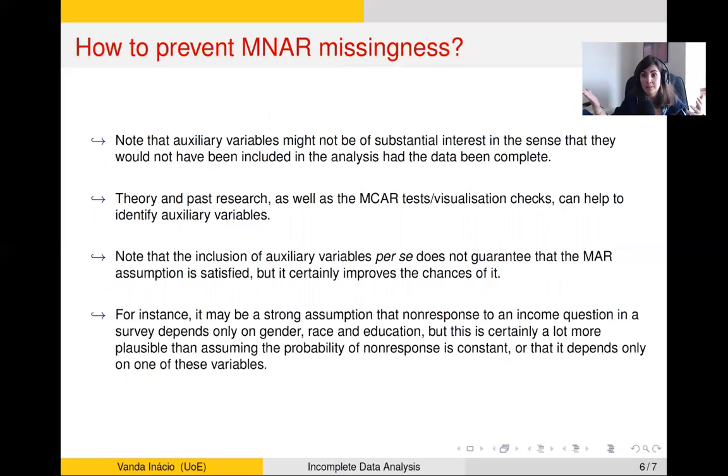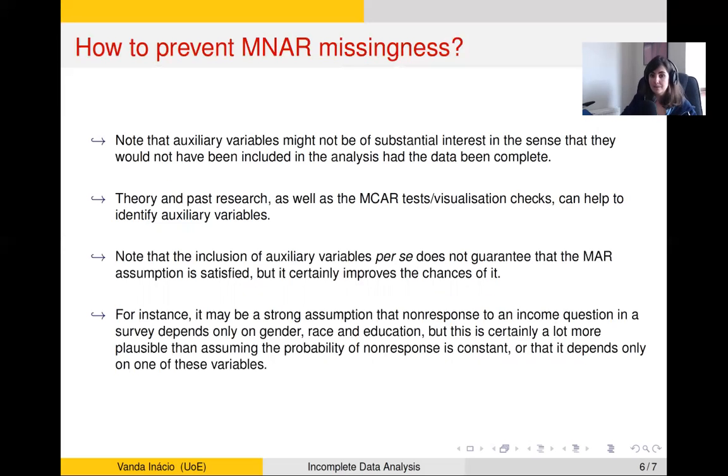But if it happens that they somehow affect or correlate with the variable that has missing values, we should include them in our missing data model, even if we are not that interested in the variables themselves. And how do we identify such variables? Well, with interactions with the experts in the field, and also, as we have just seen, by exploratory analysis using MCAR t-tests or some visualization checks like the density plots or the box plots. We will be looking at this in one of the videos for this week.